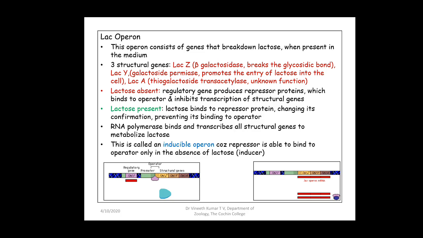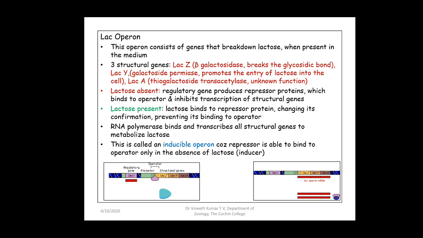That means it opens up channels which make more and more lactose enter the cell. Whenever this operon is on, it causes the lactose channels on the cytoplasmic membrane, or plasma membrane, of the bacteria to open and more lactose to enter. And the next one is lac A, which is thiogalactoside transacetylase, and till now the function of this enzyme in the metabolic pathway is unclear. So these are the three enzymes, the three structural genes, coming under the lac operon.